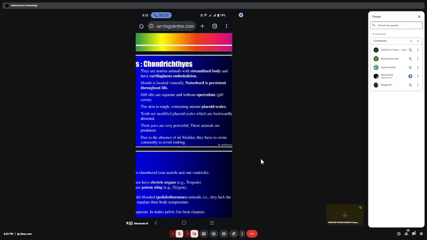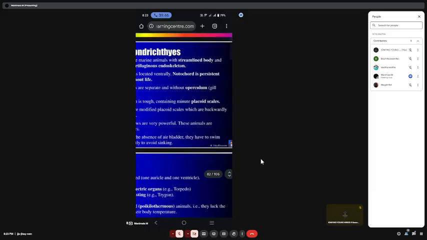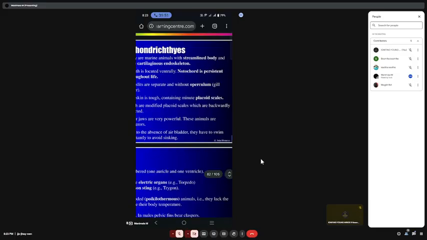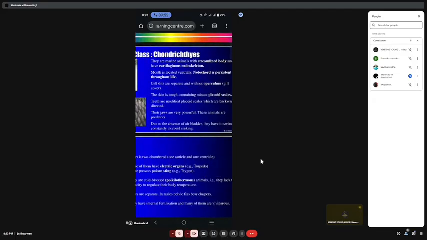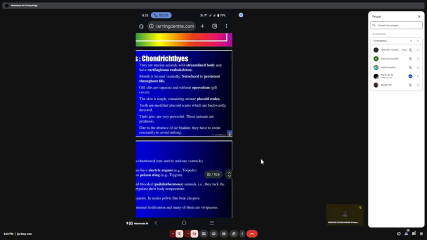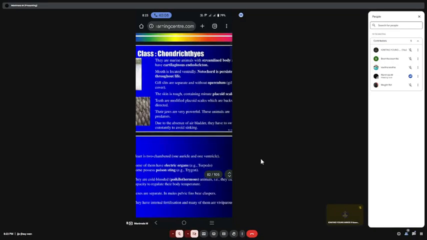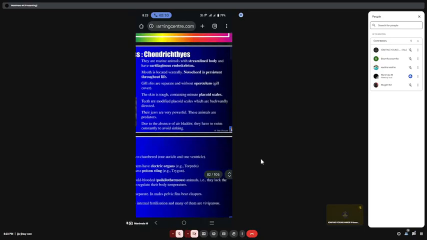And the skin is streamlined and very tough and contains minute pores, which are called placoid scales. And the teeth are modified into placoid scales, which are backwardly directed. They are not directed forward. They are directed backward in this animal.